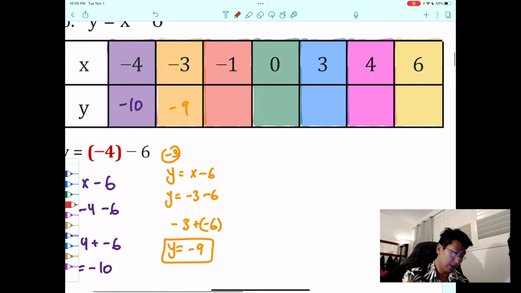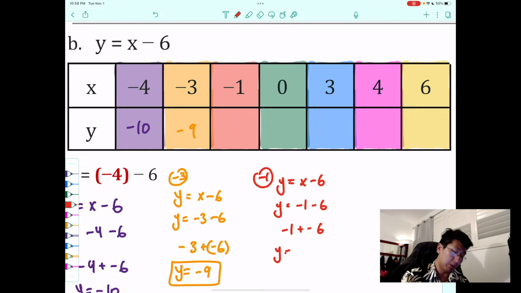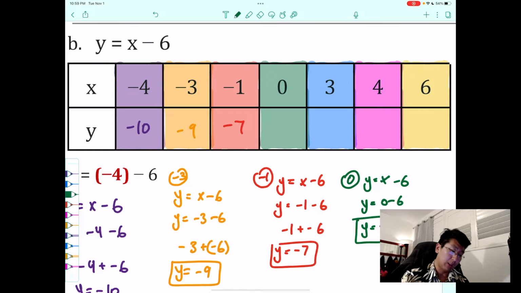Red, -1. Y equals, our equation is x minus 6, so y equals -1 minus 6. -1 plus -6 is y equals -7. 0 is my favorite one. Y equals 0. Oh, I should write the equation. X minus 6. Y equals 0 minus 6, which is -6.